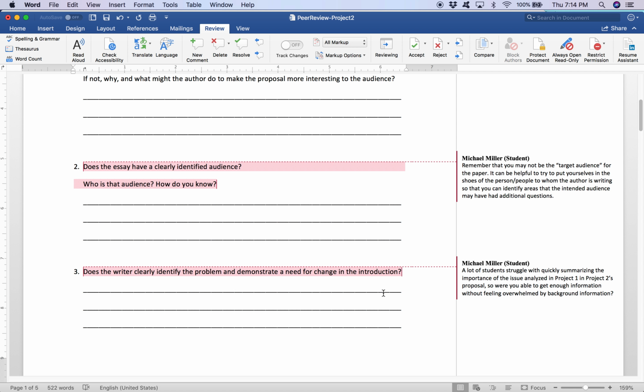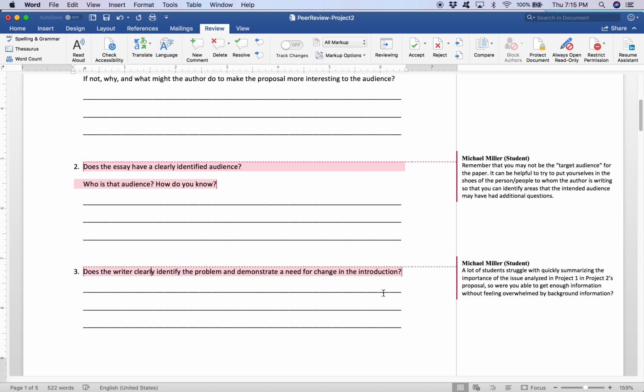So one of the things to really think about is, for you as a reader, pretending that you are that intended audience, were you able to get enough background information about why the issue is important without feeling overwhelmed by that information? One of the things that a lot of students will do is they'll include a hyperlink to their Project 1, depending on what type of genre they are imagining these projects being published in.